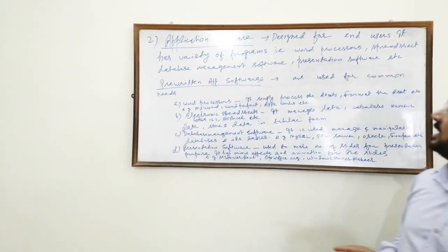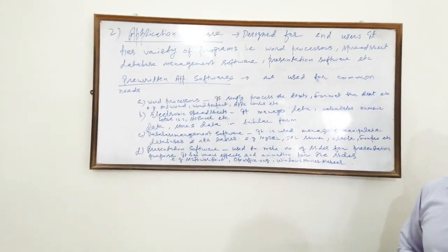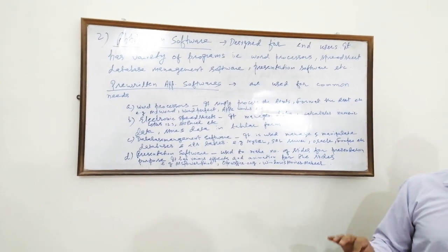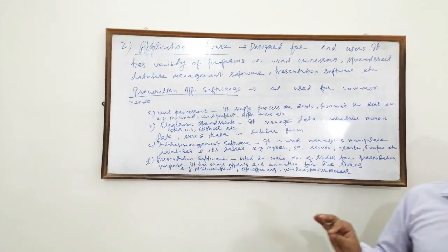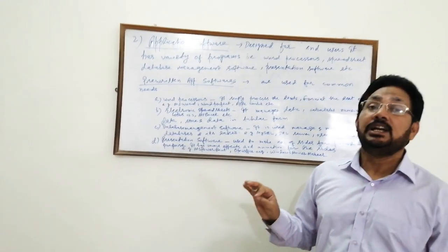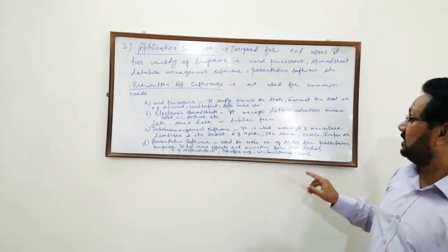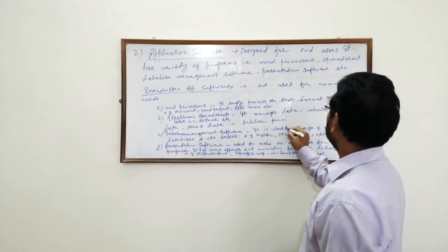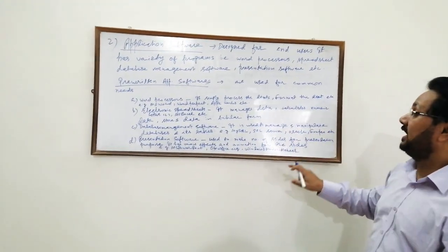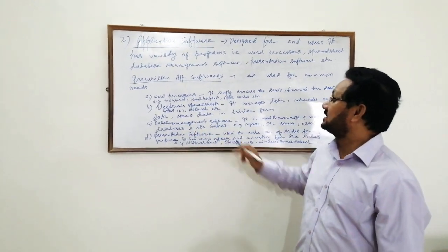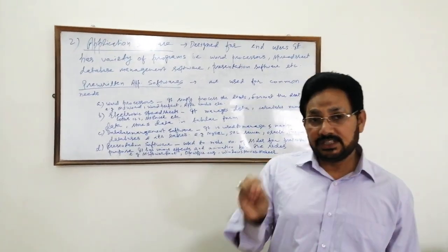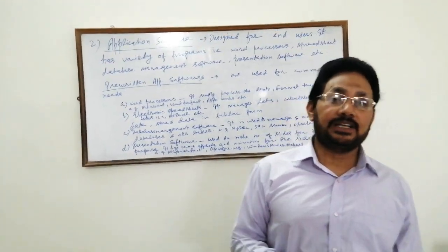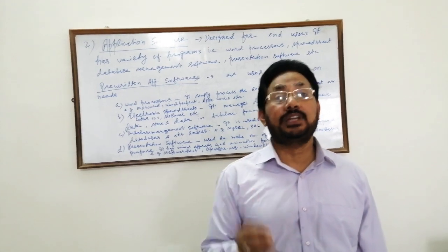The next part comes here, database management software, also sometimes known as DBMS. The short form of database management software is DBMS. It is used to manage and manipulate databases and its tables. Now, the definition of database: a database is a collection of data. We can also define a database as a collection of tables.